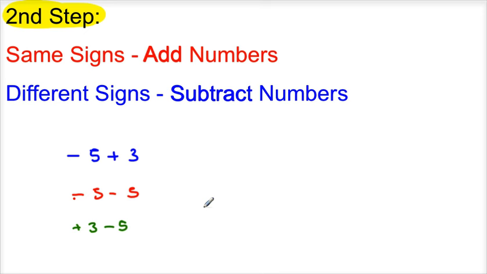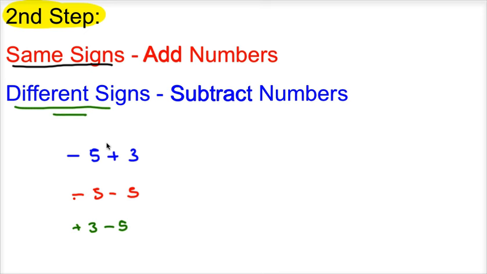So when adding and subtracting integers, there's one of two things we're going to do. We're either going to add these numbers or subtract these numbers. So let's decide, are we going to add them or subtract them? Well, if they have the same sign, we're going to add them. If they have different signs, I'm going to subtract them.